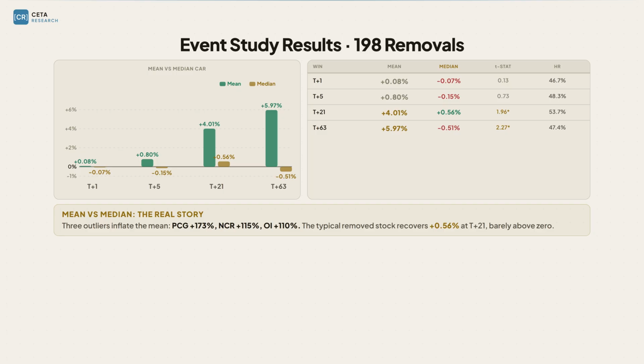They're corporate events that happen to coincide with index removals. Strip those 4 out and the typical removed stock shows a small positive recovery. Nothing dramatic. You're betting on a coin flip that's slightly weighted in your favor. The 53.9% hit rate means you'd be right about 11 times out of 20. A real edge, but a thin one that requires patience and the discipline to buy stocks the market just rejected.